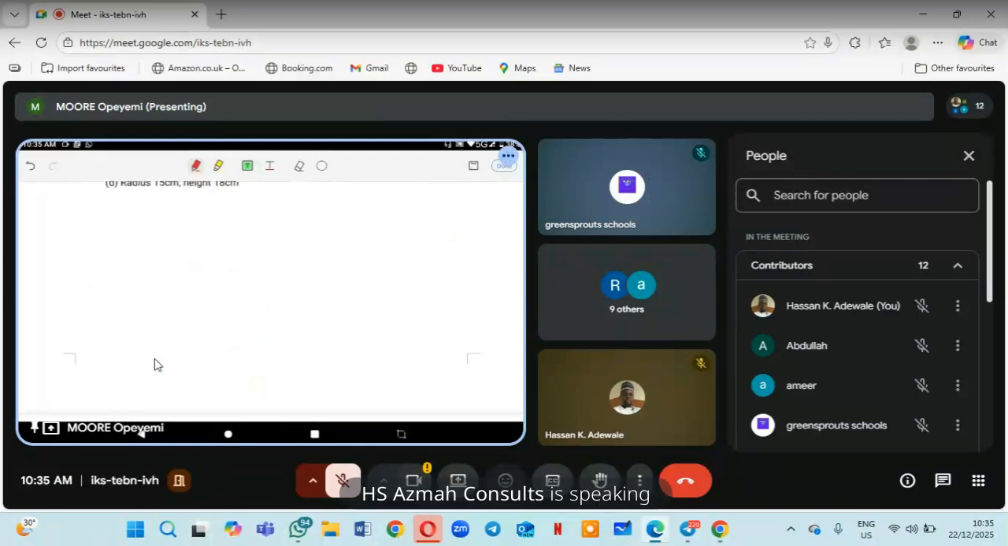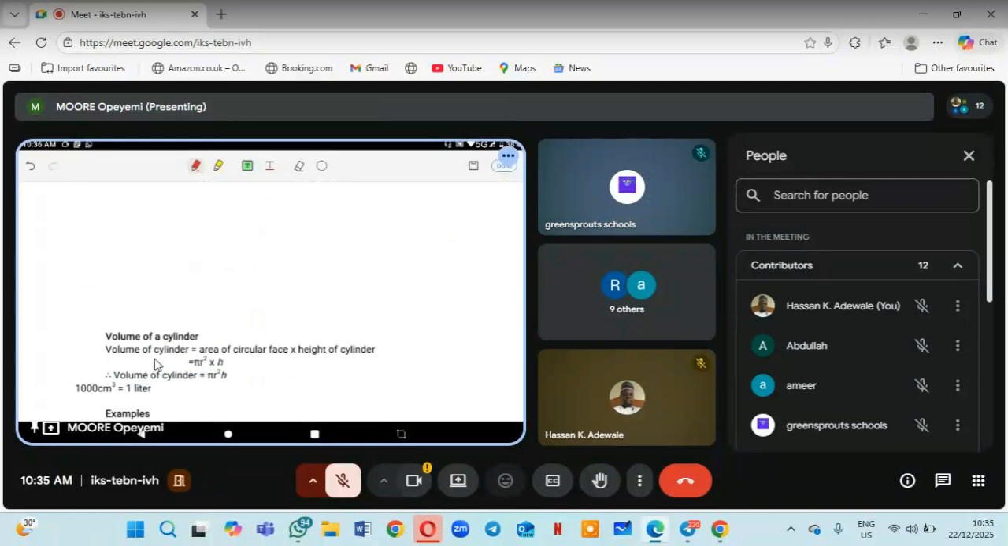Okay, that is on curved surface area. The space I left there is for correction. But I want us to at least, if we can't finish this topic today, be able to do 2 or 3 objectives. The next objective is the volume of a cylinder. Volume is the amount of space in a container. So, what amount of liquid can this cylinder contain? That is what volume is all about. The volume of a cylinder is the area of the circular base times the height of the cylinder.